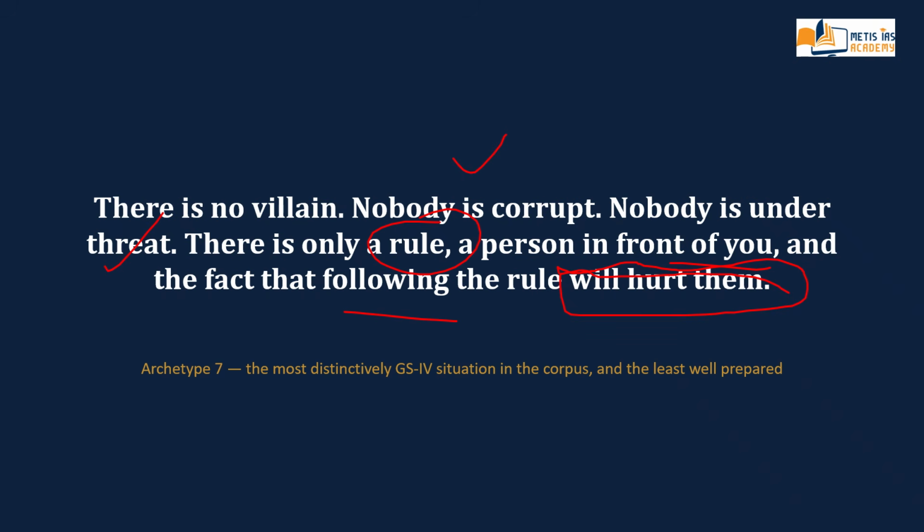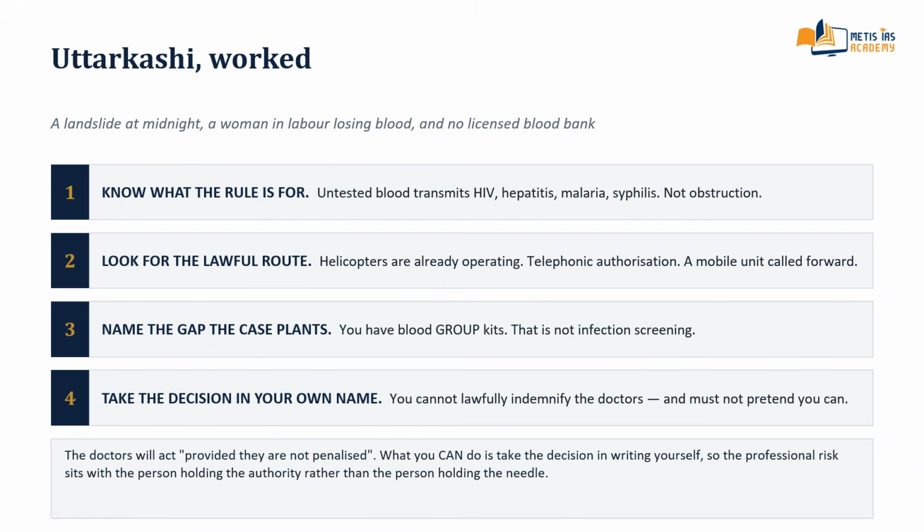So, moving to the seventh archetype. Archetype 7 is the most distinctively GS4 situation in the corpus, and the least well prepared. What is archetype 7? Rule versus compassion. The most distinctively GS4 situation in the whole corpus, and the one least well prepared.